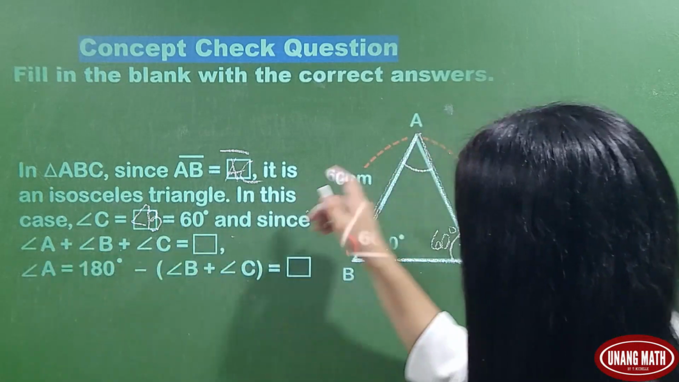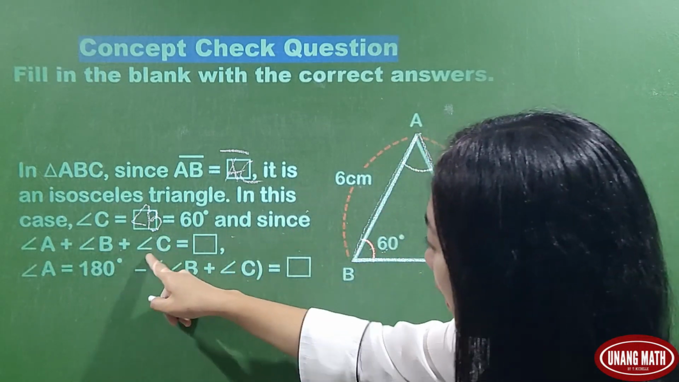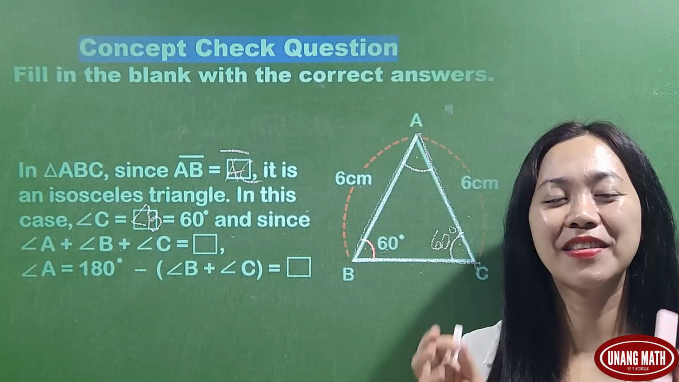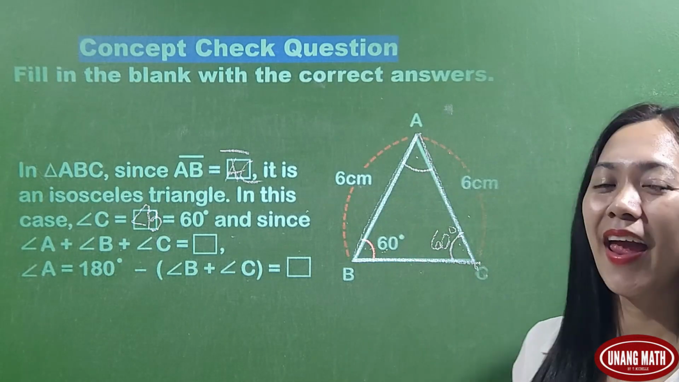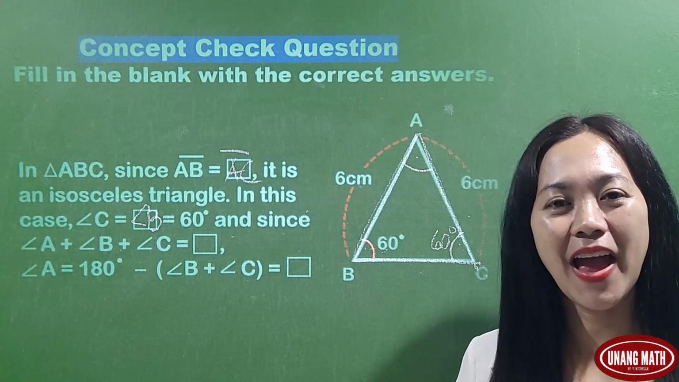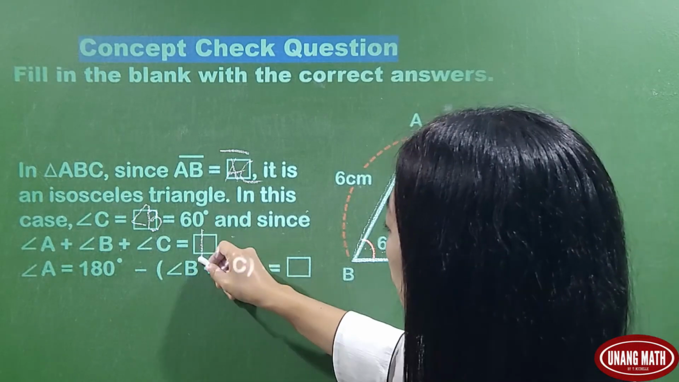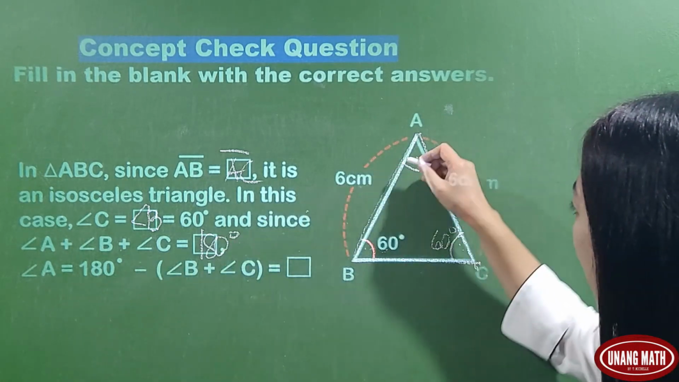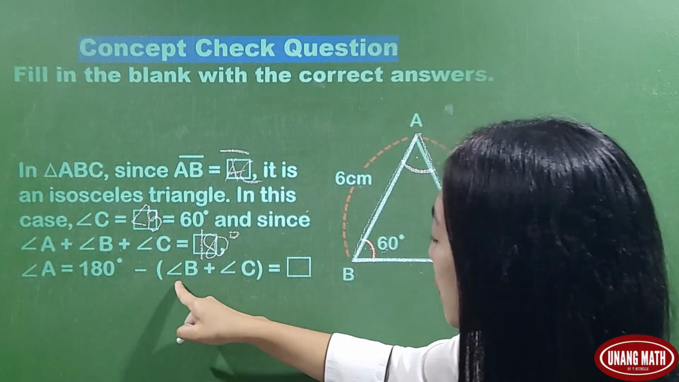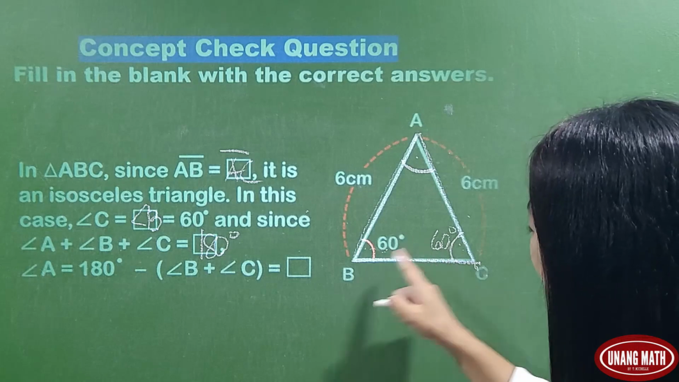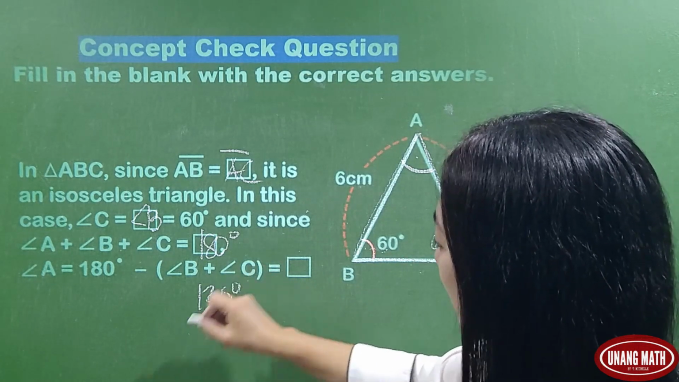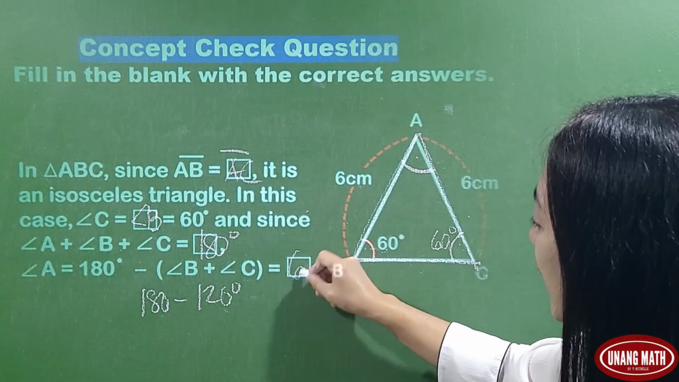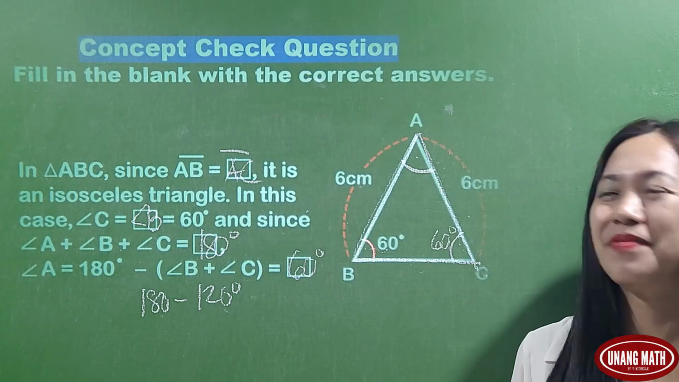Okay, and since angle A, angle B, and angle C is equal to blank, these three angles are the interior angles of this triangle. And the sum of the interior angles of any triangle is 180 degrees. So to find angle A, or the measure of this angle, 180 degrees minus the sum of angle B and angle C. So this is 60 plus 60, so 120 degrees. So 180 minus 120 degrees, then that means angle A is 60 degrees.